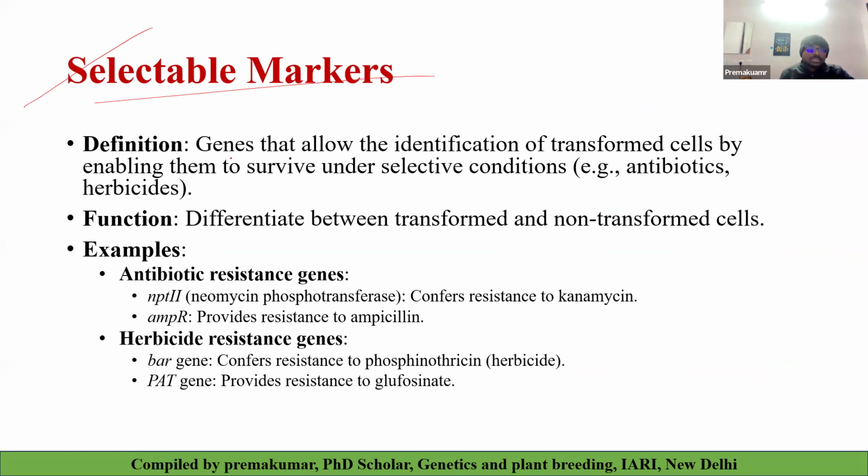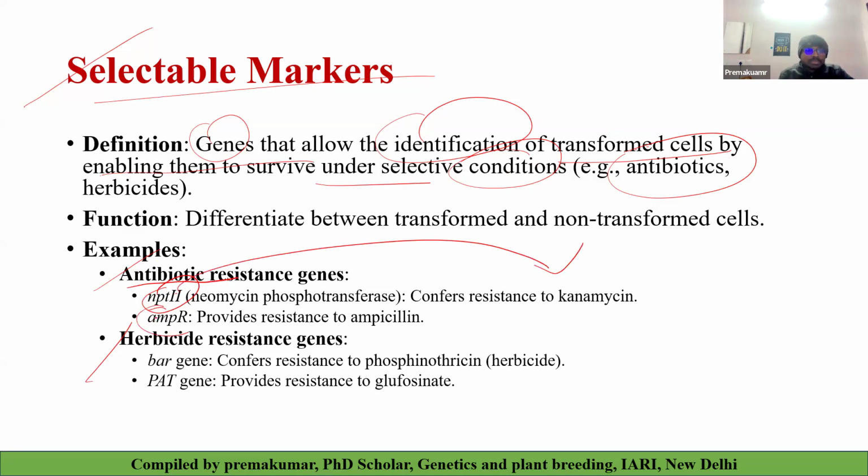These are genes that allow identification of transformed cells by enabling them to survive under some selective condition. For example, take antibiotics. There are different antibiotic resistance genes, and we can also use herbicide resistance genes. For example, antibiotic resistance genes like NPTII and AmpR. You should remember which resistance each codes for. NPTII is mainly for kanamycin. Many times it is asked in the exam. NPTII is mainly for kanamycin antibiotic resistance. AmpR is for the ampicillin antibiotic.